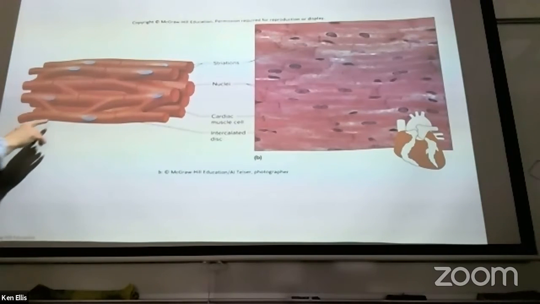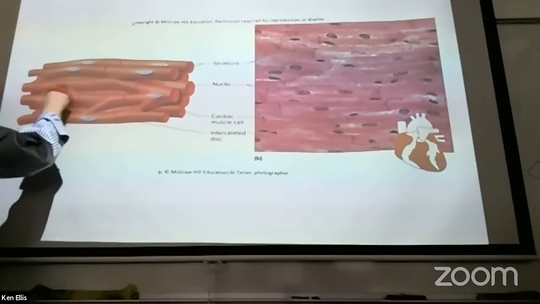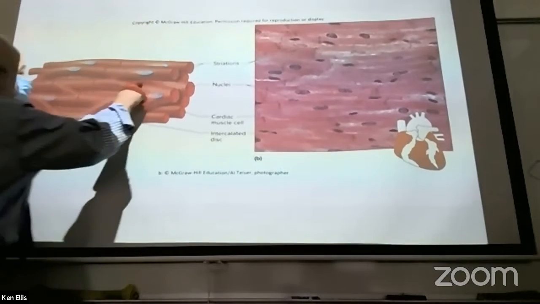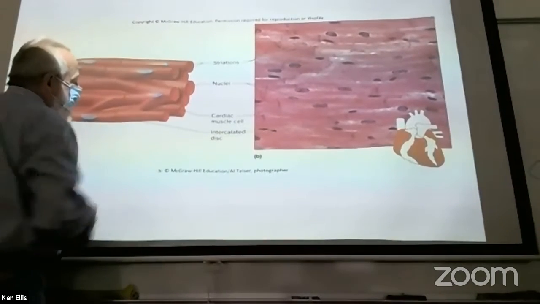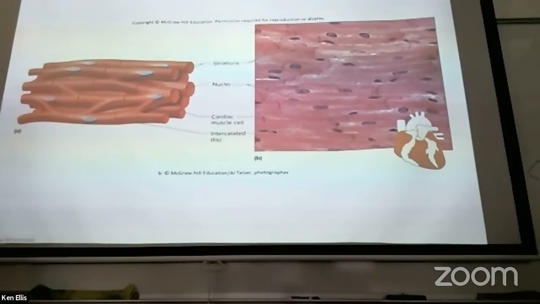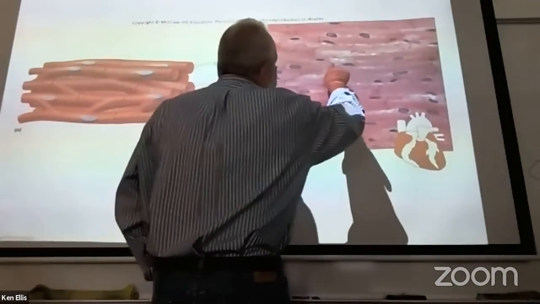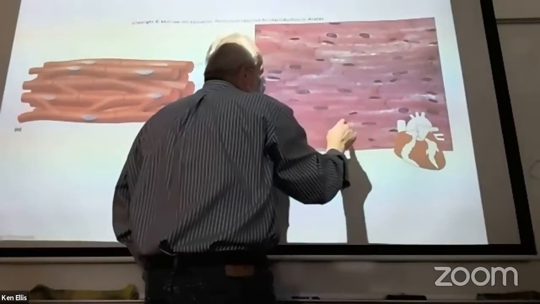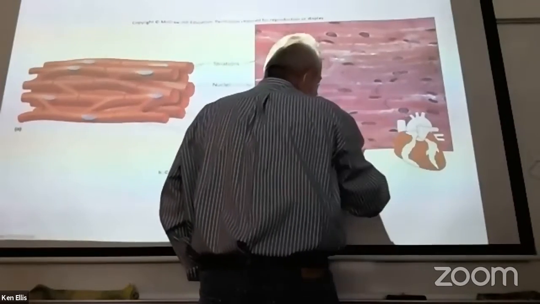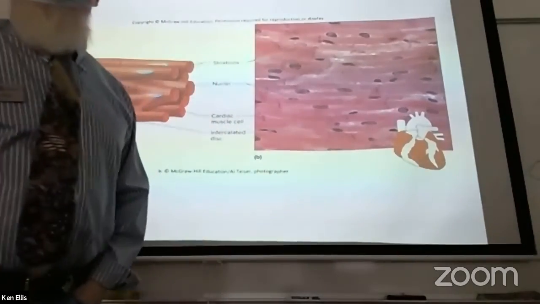Look at the branching. These darker lines are intercalated discs. Look how frequently they appear. There's an intercalated disc. There's another, there's another, there's another. These are like a bunch in a row there. There's a couple next to each other. There's one. See those?